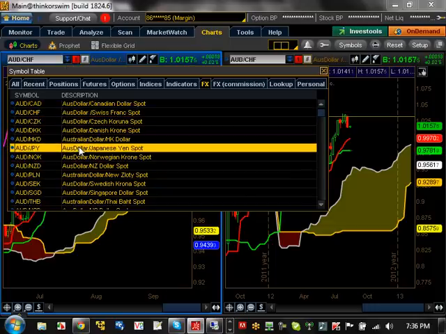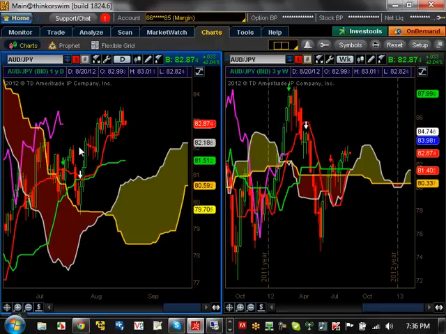Let's just keep on covering the major pairs today. Australian yen here looks like it's trying to start a trend on the daily time frame. Popped out a little and slowly moving up, but really hasn't moved that much. If you look here on the daily time frame, there's really nothing going on at all.